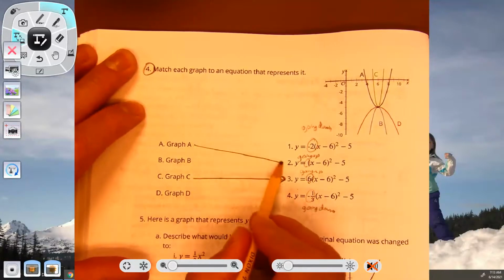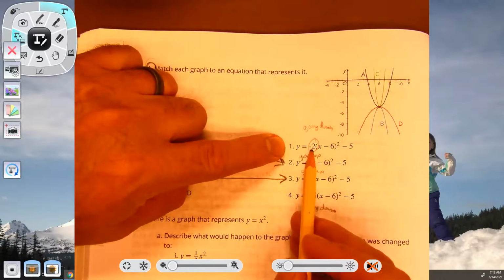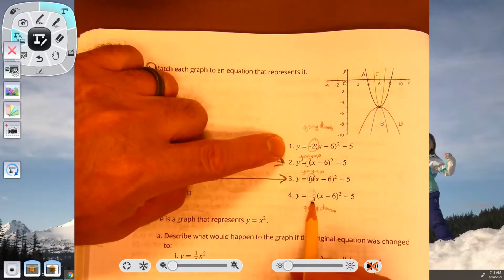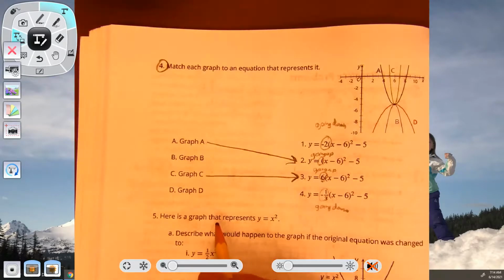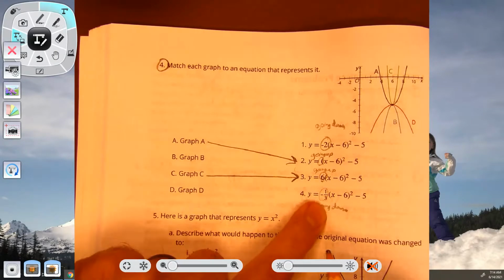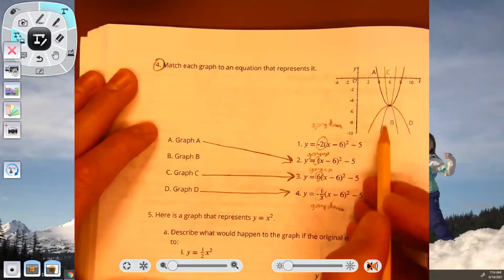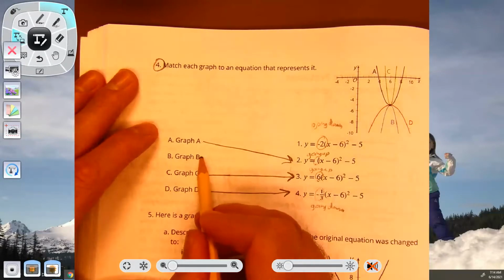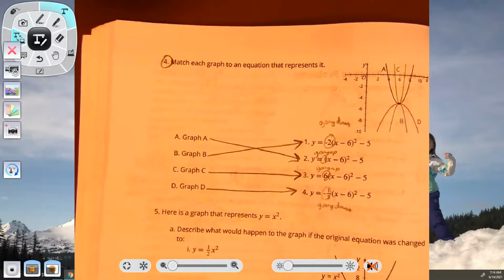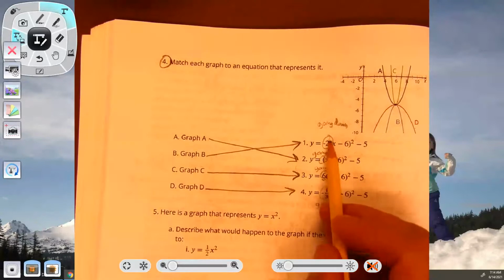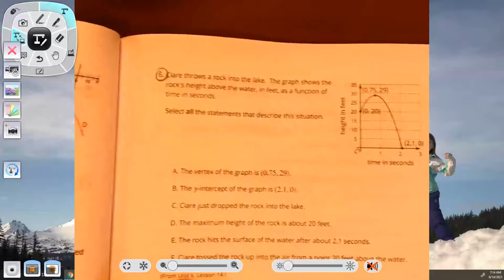So, okay, now these two are going down, and this one is times 2, so it's going to be skinnier. This one is times negative 1/3, so it's going to be going down, and it's going to be wider than that regular one with a 1 on it. So the widest one is D, going down, and the skinnier one going down is B. There you have it. There's number 4. Pretty straightforward. We're just looking at the A values. Okay, that's this number in front of the parentheses. Okay, last one, number 6.